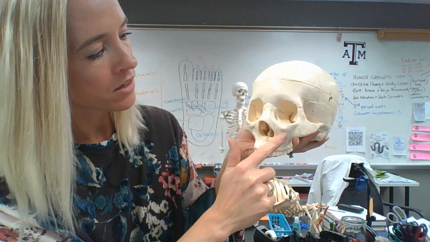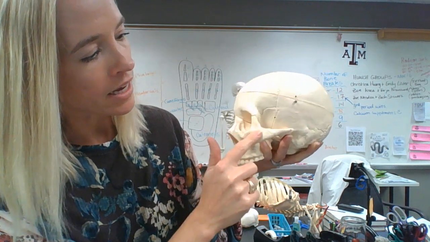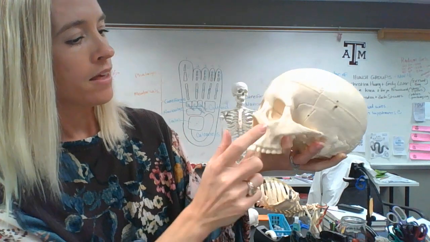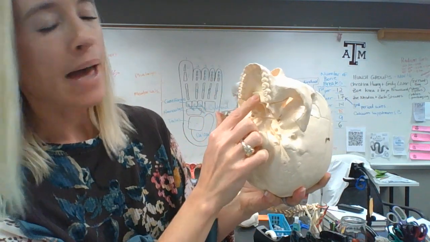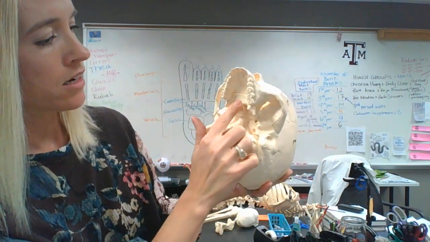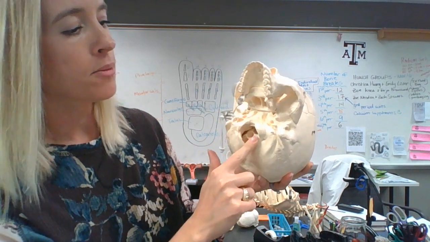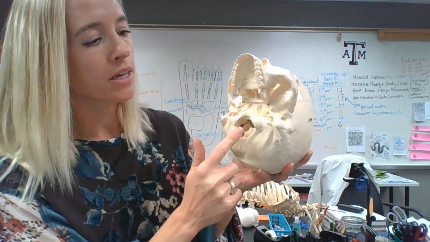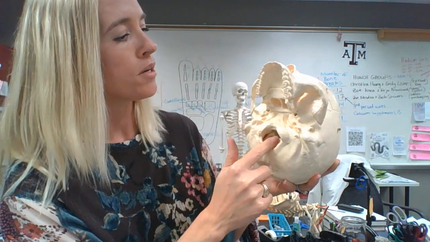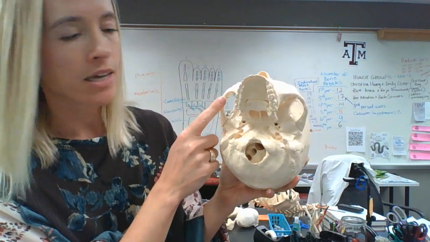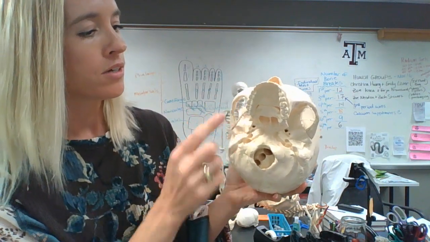Maxilla, zygomatic, palatine, magnum or foramen magnum. A foramen is a hole in a bone that a blood vessel or nerve passes through. In this case, it's the spinal cord. And you can also see another view of the zygomatic. See how the zygomatic sticks out?